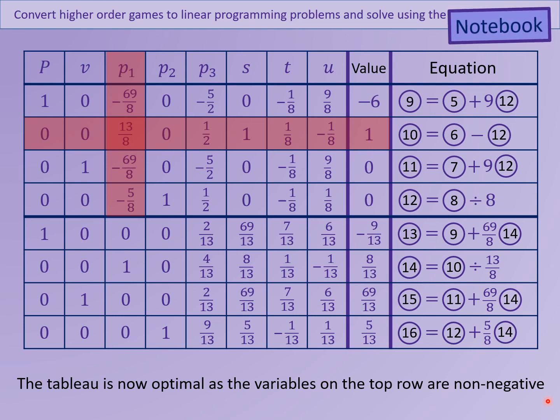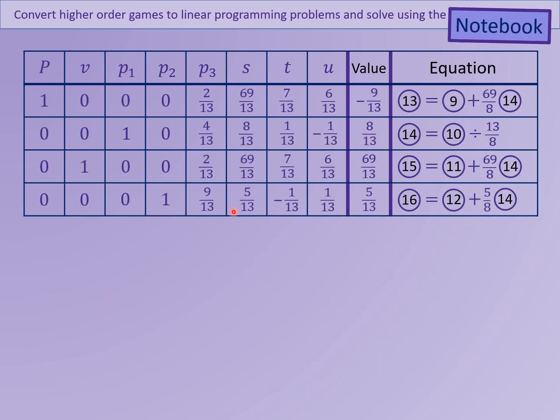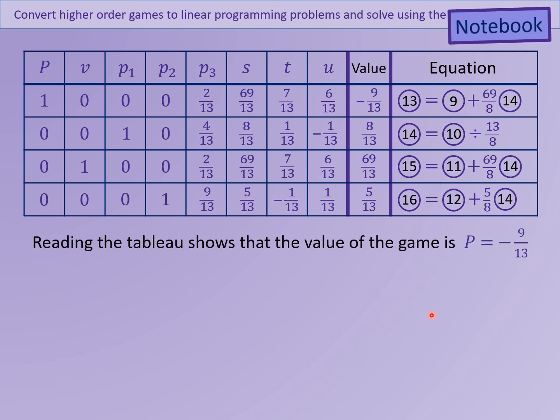Well, once you've got the top line as non-negative, we can now solve it. Just pause there if you need more time to write anything down. So just put that last iteration back on. So this is our final solution. So how do we read this then? Well, now we can convert it back to two equations. So that top line, we can see we would write it as P plus 2/13 of P3 plus 69 over 13S plus 7 over 13T plus 6 over 13U equals minus 9 over 13. All right, so I can write that down as an equation.